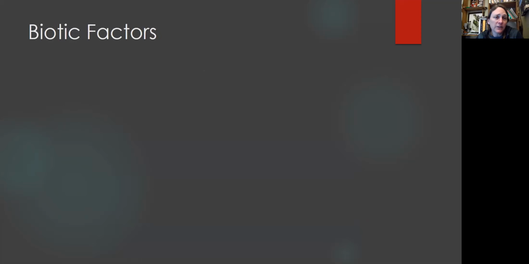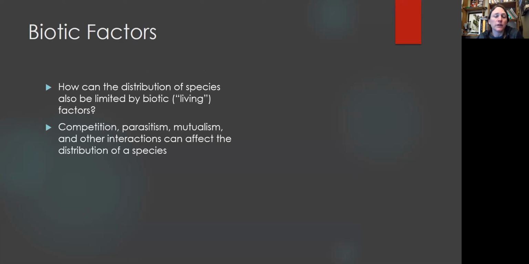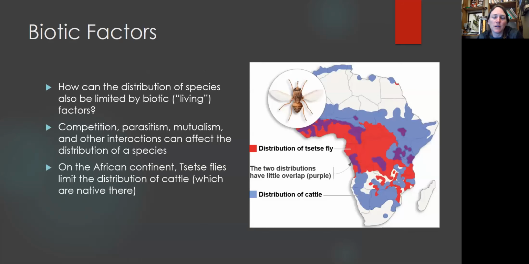So there are also biotic factors that influence where species live. And these biotic factors would be other living organisms. So these would be factors like competition, parasitism, mutualism, and other interactions that can affect how species are distributed. So for example, on the African continent, the tsetse fly is kind of a pest for cattle, and they damage cattle, and so they can limit the distribution of cattle, which are actually native to Australia.